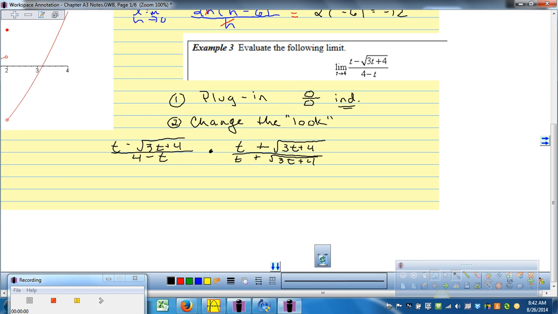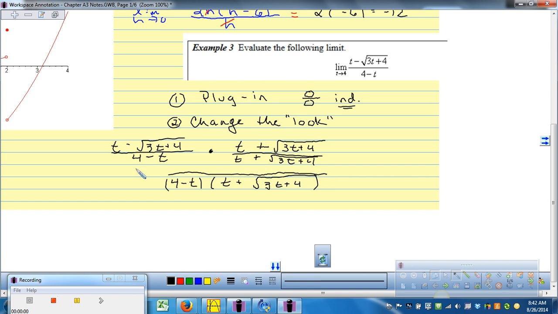Little warning, when we do this kind of changing the appearance of the problem, in the denominator, I don't ever multiply them out. If we want things to cancel, we want factors, right? So we don't want to multiply it through and get more terms. So don't worry about distributing or figuring out how to FOIL that bottom. Just the bottom stays the same. 4 minus t plus root 3t plus 4. That's what we have in the denominator.